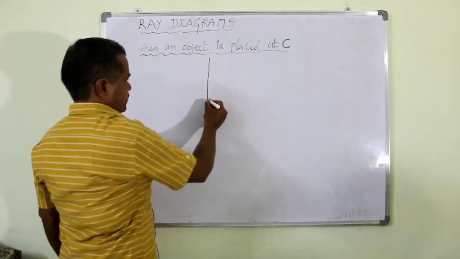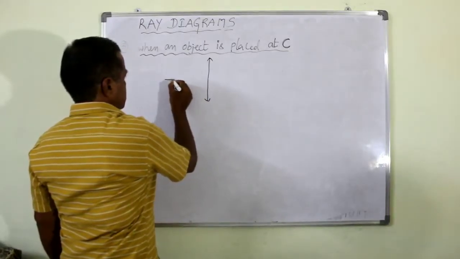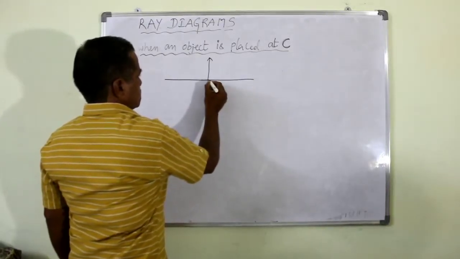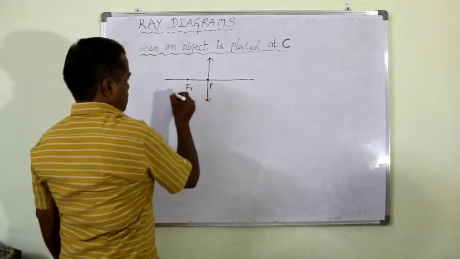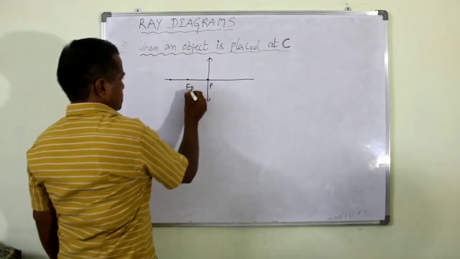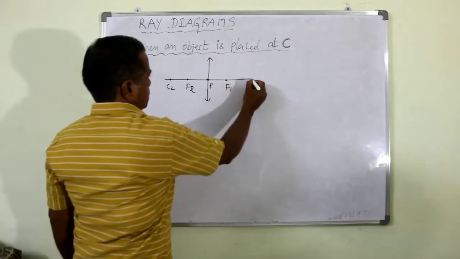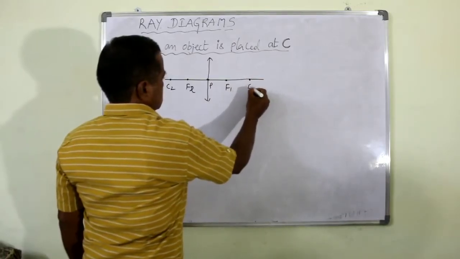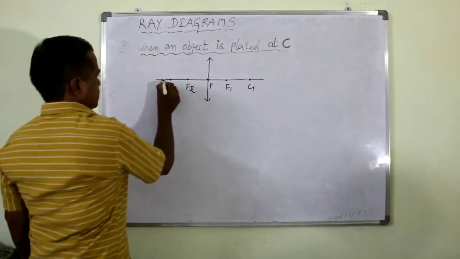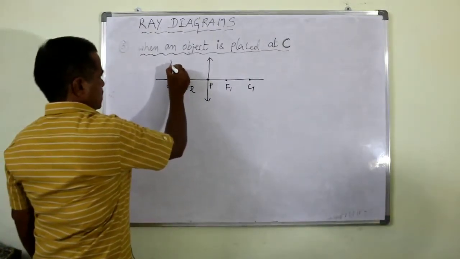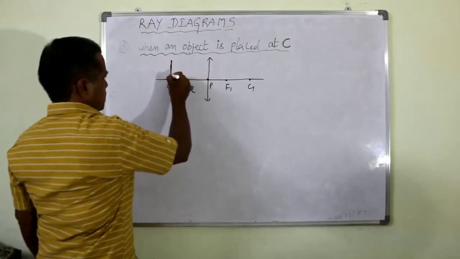So draw one convex lens. This is optic center, focus point, center of the curvature, focus point of the first curved surface, center of the curvature of the first curved surface. Okay. So here we are taking one object which is placed at exactly the center of the curvature.